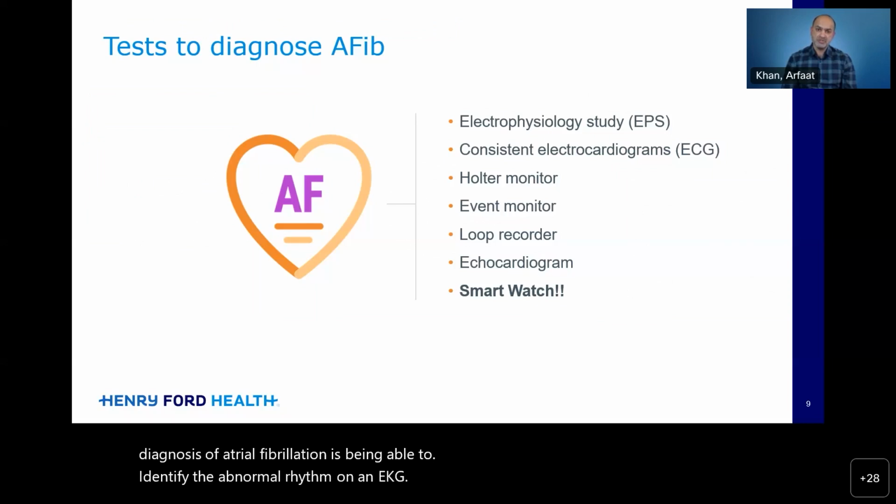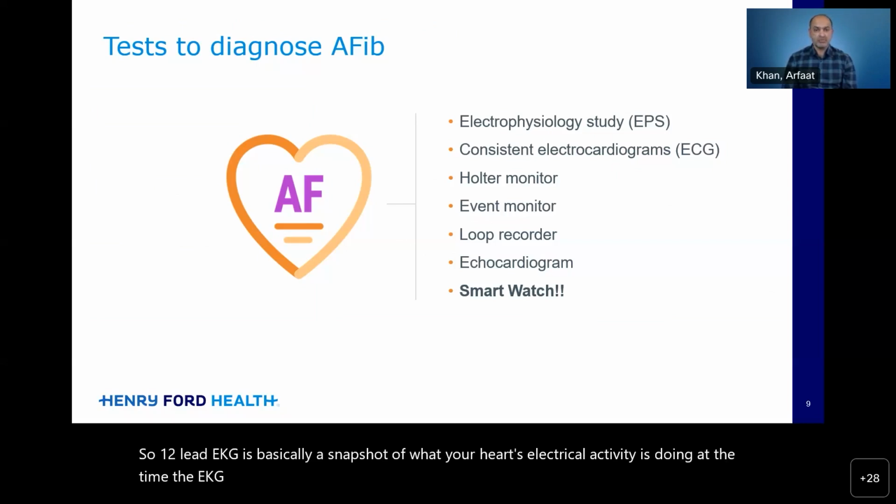So a 12-lead EKG is basically a snapshot of what your heart's electrical activity is doing at the time the EKG is taken. Now, some people may not have atrial fibrillation all the time. They may go in and out of atrial fibrillation.